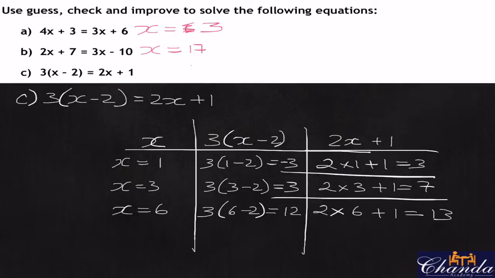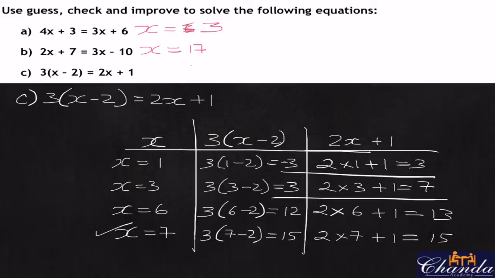I reckon if we were to do x equals 7, we would have the right answer. So x equals 7, we have 3 bracket 7 minus 2. 7 minus 2 is 5, so 3 times 5 is 15. And then we have 2 times 7 plus 1, and there we have it. 2 times 7 is 14, plus 1 is 15. So x equals 7 is, in fact, the correct answer. And there you have it, guys. That's our process of guessing, checking, and then improving upon the answer to solve a linear equation.